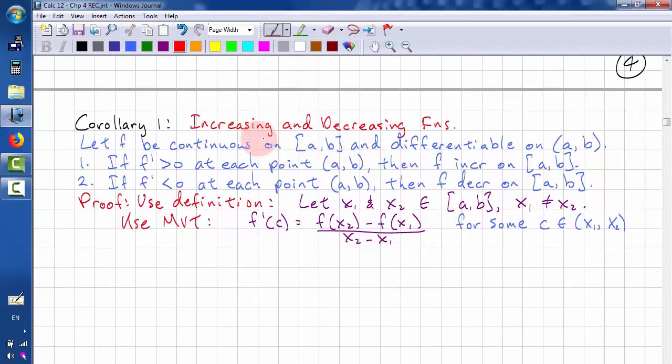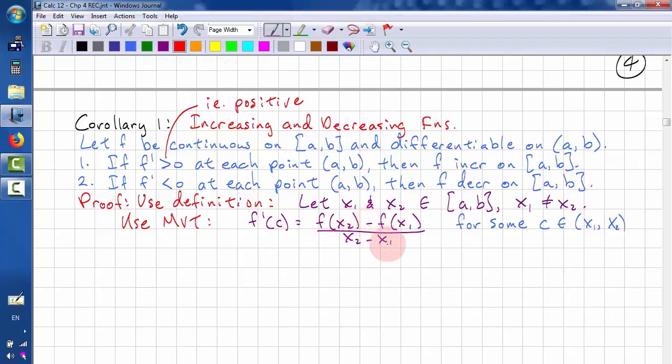So corollary 1 on increasing and decreasing functions. Let f be a continuous function on a closed interval a to b and differentiable on the open interval a to b. If the derivative is greater than 0, i.e. positive, at each point on the open interval a to b, then f is increasing on the closed interval a to b. If the derivative is negative at each point on the open interval a to b, then f is decreasing on the closed interval a to b. And the reason why we have theorems is we use them to prove bigger concepts. And we're using the MVT to prove that the functions are increasing or decreasing.